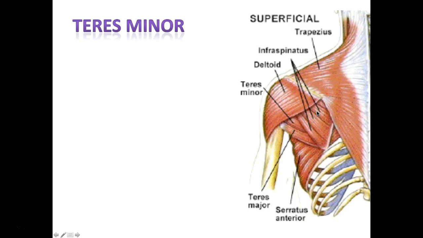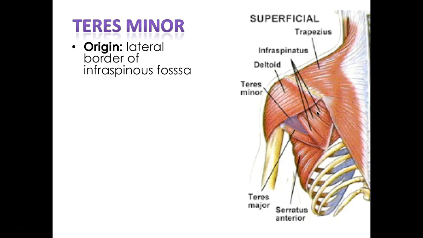Now we have our teres minor, and teres minor is this little guy over here, and it's originating from the lateral border of the infraspinous fossa. Sorry, I got three S's in there, I just realized. And the insertion is the greater tubercle.